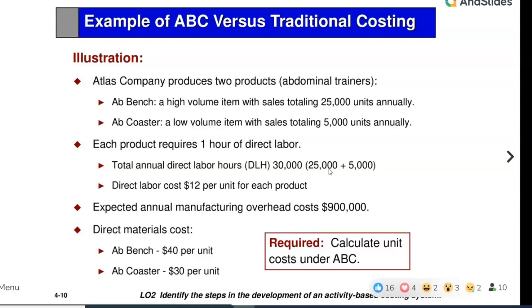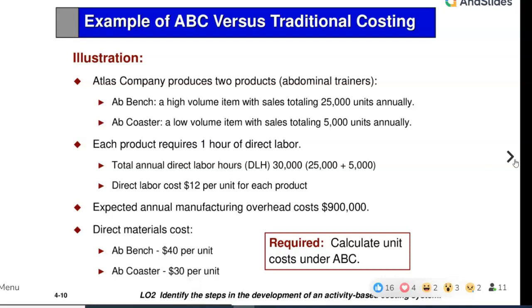And we're going to define it based on labor hours. Therefore, the direct labor cost per unit is $12 for each product, because each product takes 1 hour and the labor cost is $12. Annual overhead costs, all the other costs besides direct material and direct labor are indirect, and that's 900,000. When it comes to materials, I have the labor cost at 12, the overhead in total 900,000, and direct material costs, the bench 40, and the coaster 30.